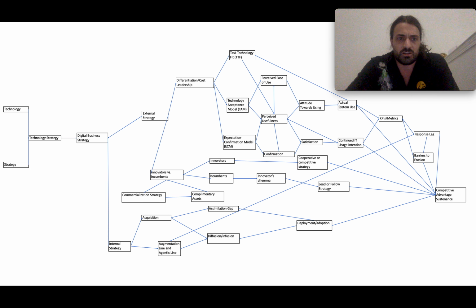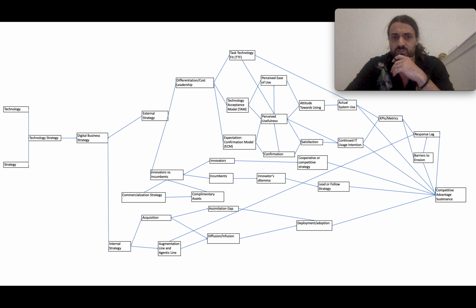So technology strategy must evolve into digital business strategy because with an organization's strategy, technology can no longer just assist the strategy, but it must become the foundation of the strategy. So technology strategy has to evolve into digital business strategy. Digital business strategy, or strategy in general, can be divided into two sections: external strategy and internal strategy. I'll start by talking about the external strategy.